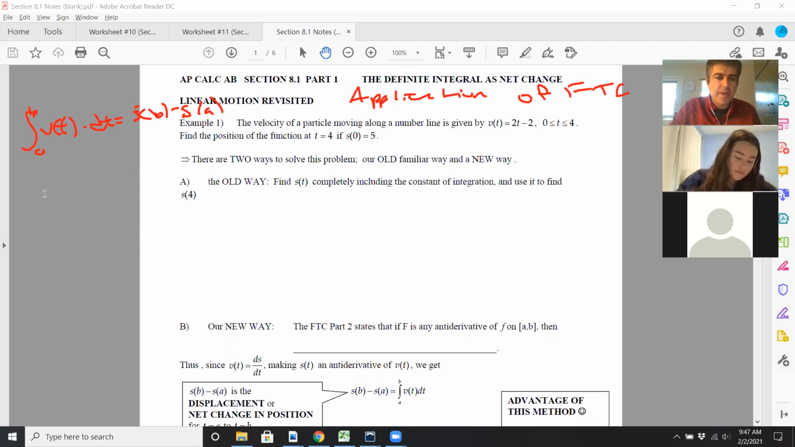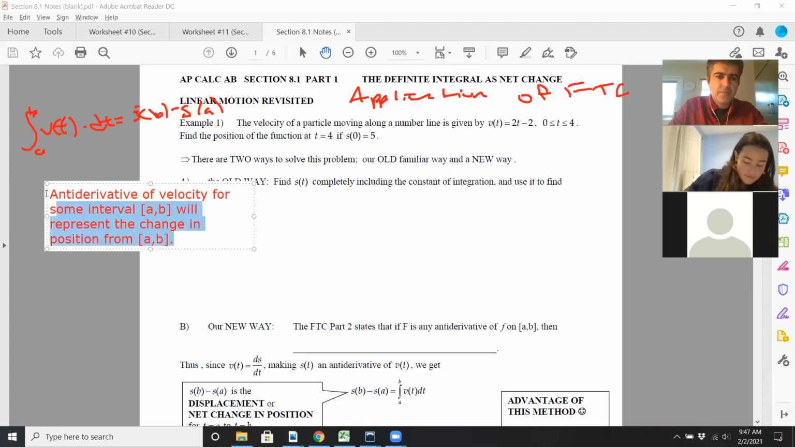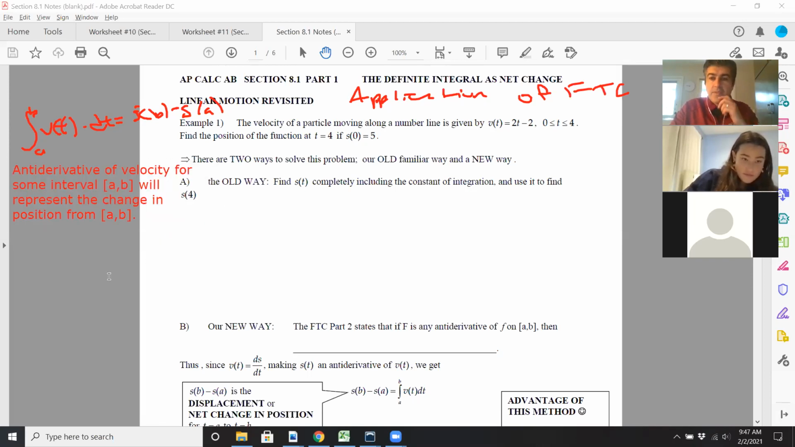Let me actually type that up as a text box. Antiderivative of velocity for some interval a to b will represent the change in position from a to b. There we go. That's really what this section is about. The antiderivative of velocity for some interval, which is this definite integral, will represent the change in position. And we use s for position, by the way.